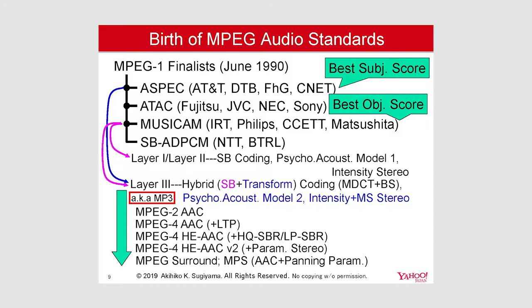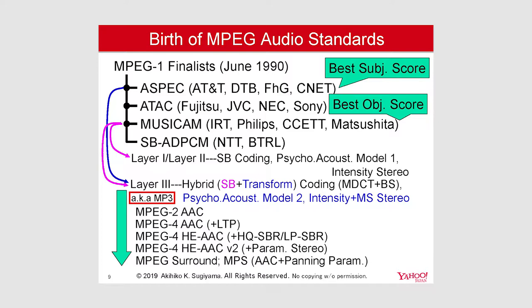evaluation. So from a viewpoint of a subjective quality, aspect was the best one, but from a viewpoint of objective quality, Musicom was the best one. So it was not possible to select only one candidate as the international standards here. So again, chairman suggested to integrate these two methods.